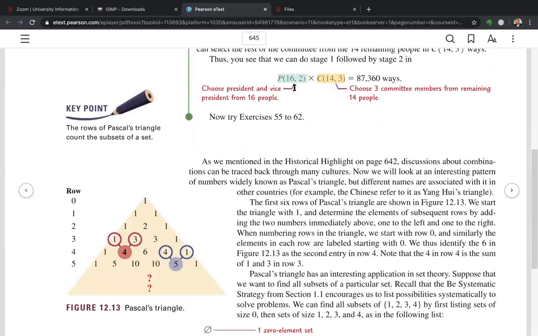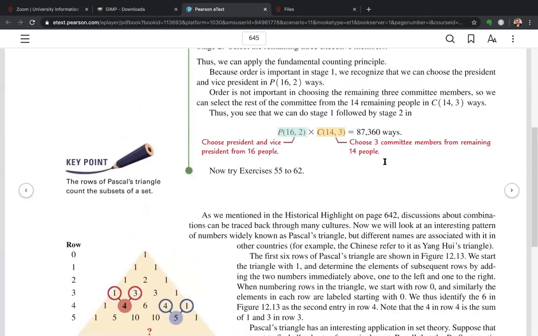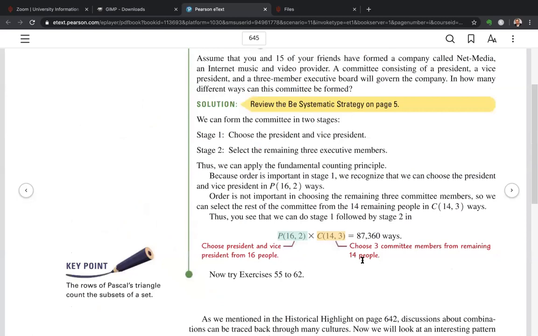And then you're doing 2 tasks. You're electing a president and a vice president, and then you're electing an executive board. So the fundamental counting principle says that once you've found these 2 values, 16 choose 2 and 14 choose 3, you're going to multiply them together, and that will give you the total number of ways that your group of 16 people can elect a president and a vice president and then select a 3-person executive board. So again, we're combining strategies for counting in this problem. It's a nice problem. If you can do this problem, you should have no problem with any kind of counting problem on either of your remaining tests.